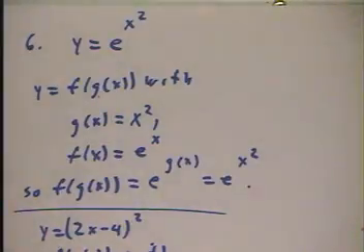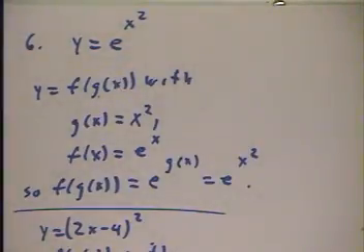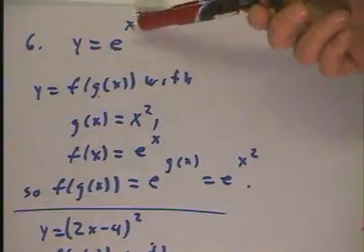Finally, we look at an example of a composite function, y equals e to the x squared. This is a function where x is first squared, and then we take the result and do e to that power.